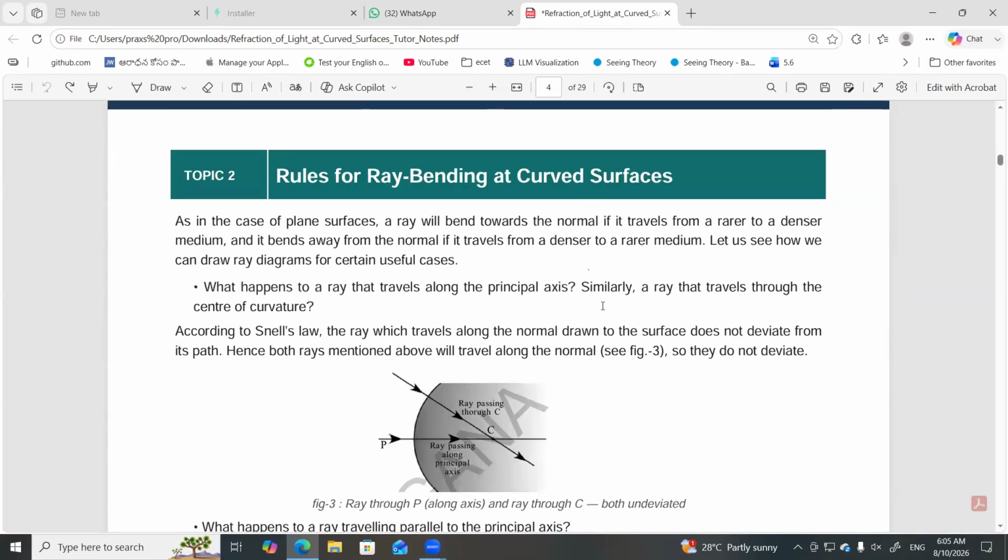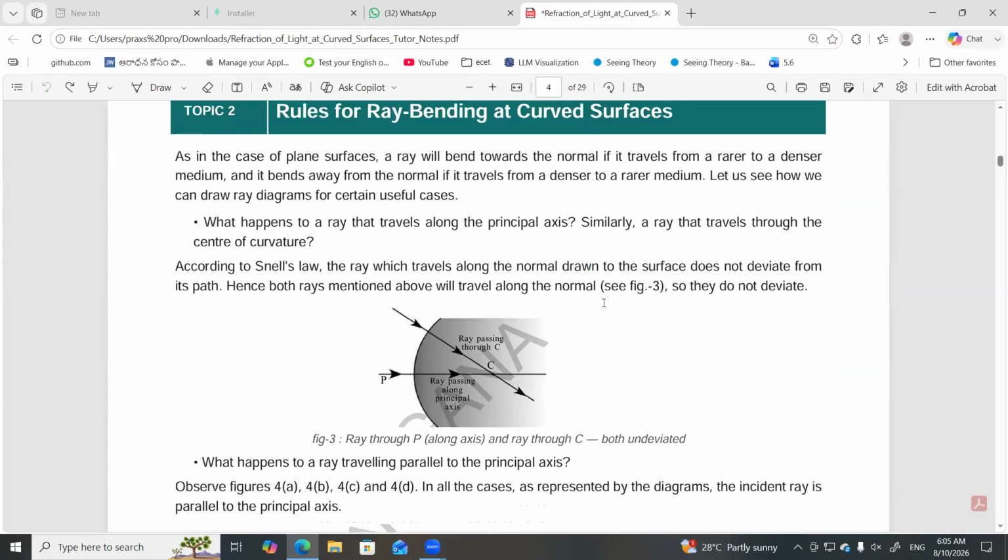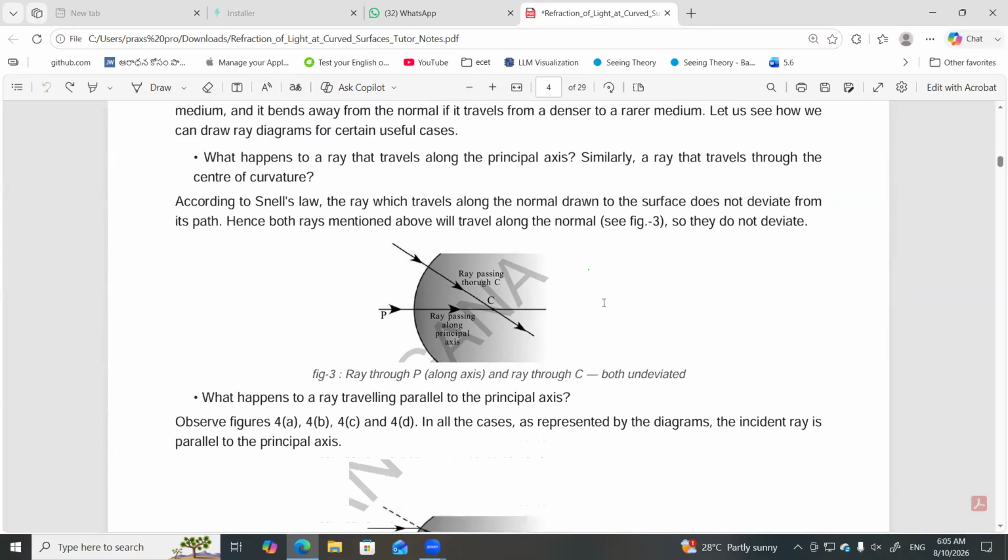Now, rules for ray bending at a curved surface. So, first rule is what? If a light ray is coming towards the center of curvature, it will go straight, undeviated. So, they do not deviate. What is the first rule? When a light ray is coming towards the center of curvature, it is undeviated. Can you remember?